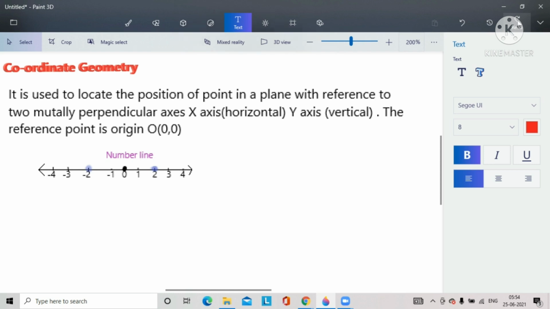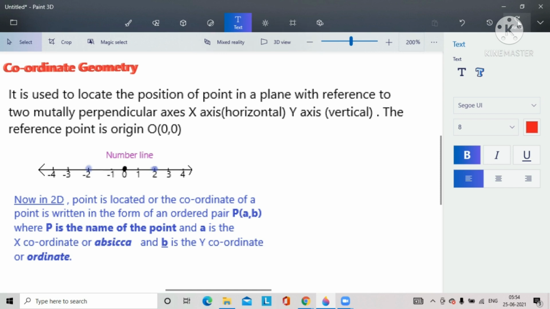But number line is just one dimensional. I can move just left and right. So suppose we go for a two-dimensional motion. Then the coordinate of a point is written in the form of an ordered pair. Suppose I'll say P(a, b). P is the name of the point and a is the x coordinate, also called the abscissa, and b is the y coordinate, also called the ordinate.